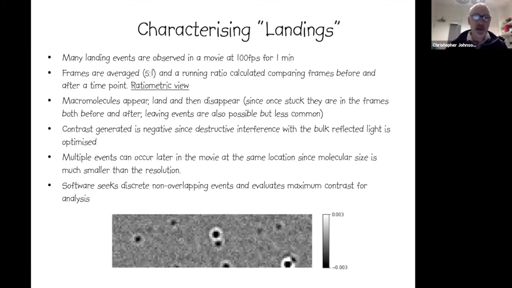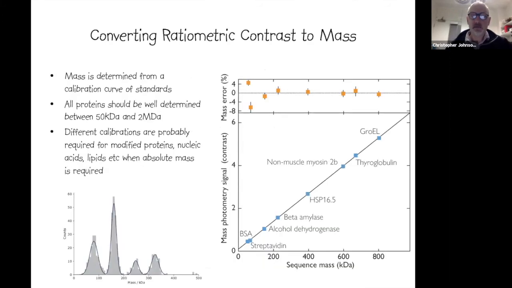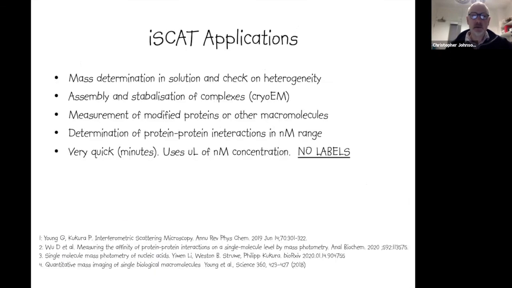Because we're looking at sub-diffraction limited process, the molecules are much smaller than these points that we're seeing in the movies. The software will then analyze discrete non-overlapping events, and then it evaluates the maximum contrast for these individual events. You then convert the contrast that you've seen in this ratiometric view to mass using a calibration curve.